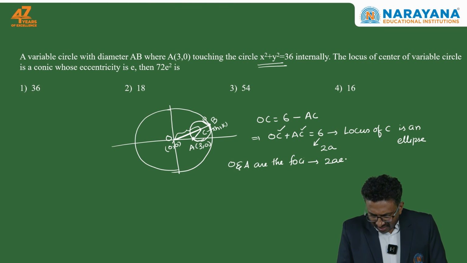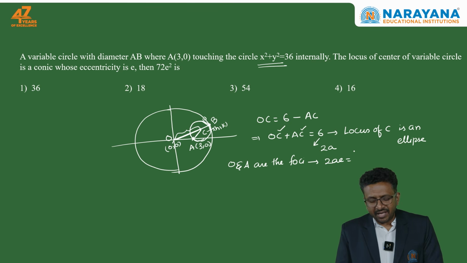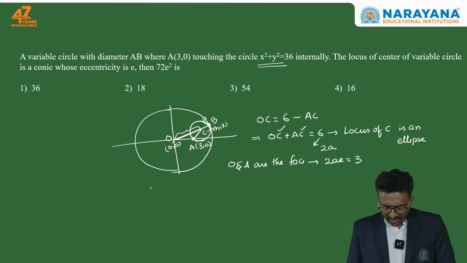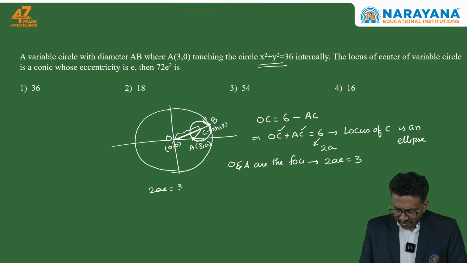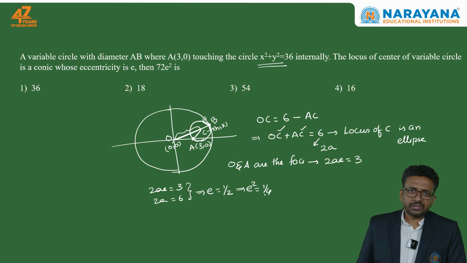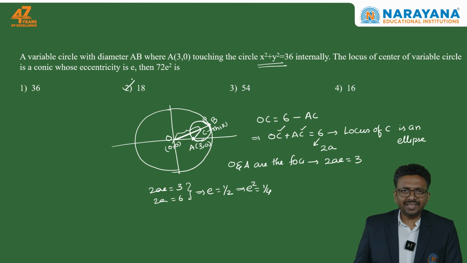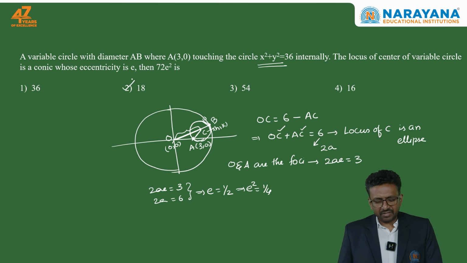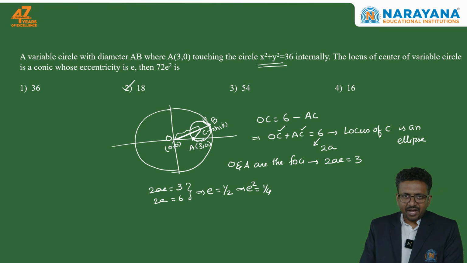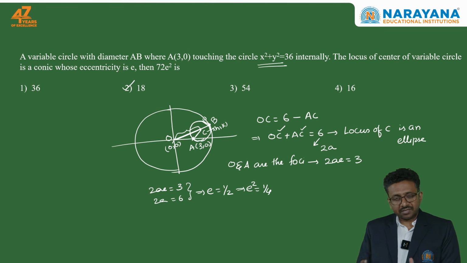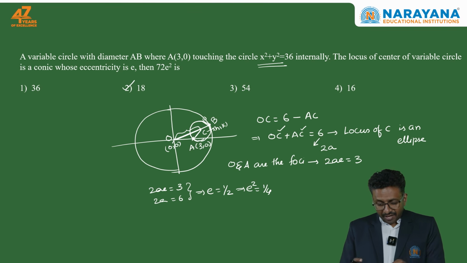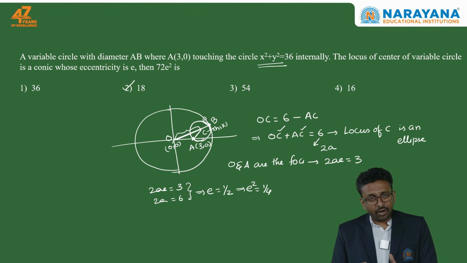So 2AE is equal to the distance OA, which is clearly equal to 3. So 2AE is equal to 3 and 2A is equal to 6, which implies E is equal to half, which implies E square is equal to 1 by 4. So 72 E square will turn out to be 18. So this question has been asked very cleverly. If you can see this concept, there is no need for calculations. Otherwise, if you try to expand it, there will be a lot of calculations.